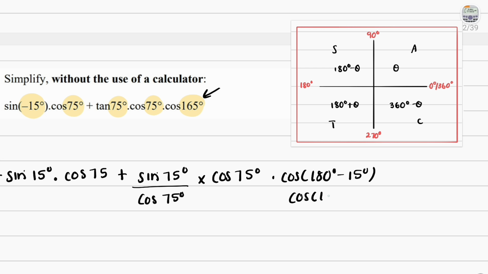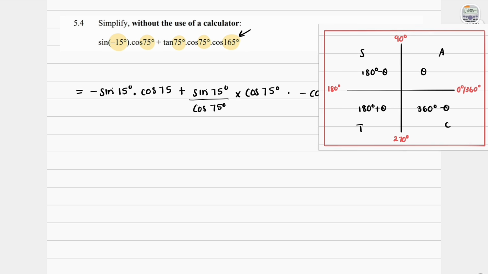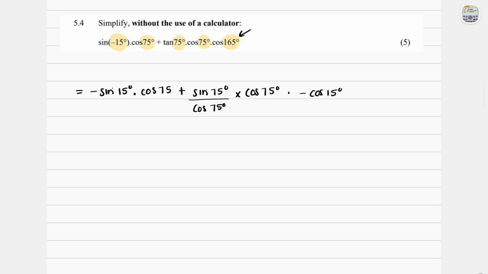This reduction, cos of 180 degrees minus theta, is in the second quadrant where cos is negative. So this becomes negative cos 15 degrees. Okay, and that's still fine. So we don't really need this for now. We can just remove that.